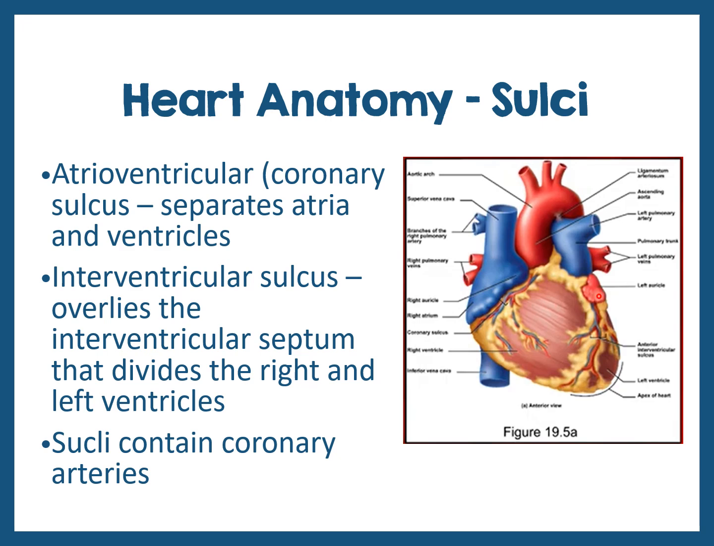And then the marker that is going to overlie the interventricular septum, dividing the right and left ventricles, is this interventricular sulcus here. And these sulci are important because they contain coronary arteries. And looking at this, if we can see that atrioventricular sulcus and we can see that interventricular sulcus with all these arteries, we know that we're looking at the anterior view of the heart.